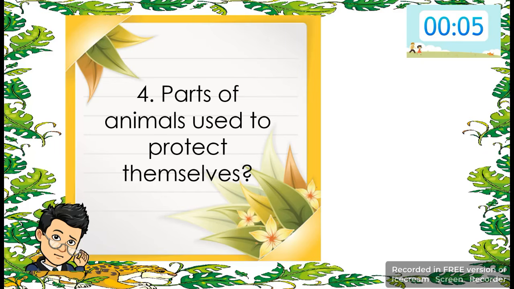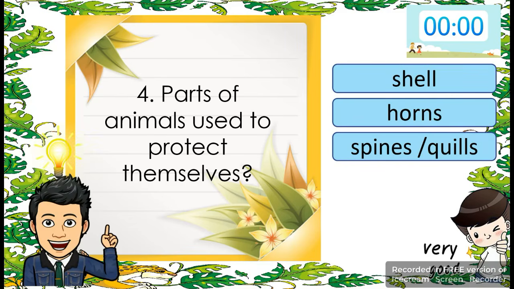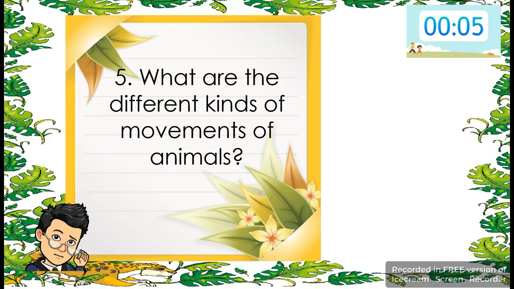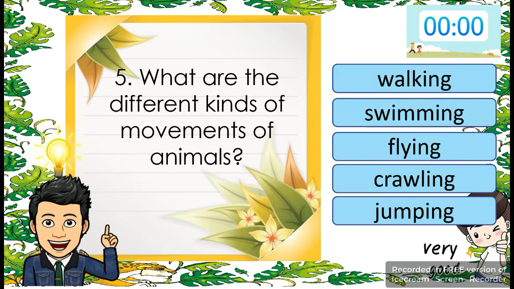Parts of animals used to protect themselves. Parts of the animals to protect them are shell, horns, spines, or gills. What are the different kinds of movement of animals? Different movements are walking, swimming, flying, crawling, and jumping.